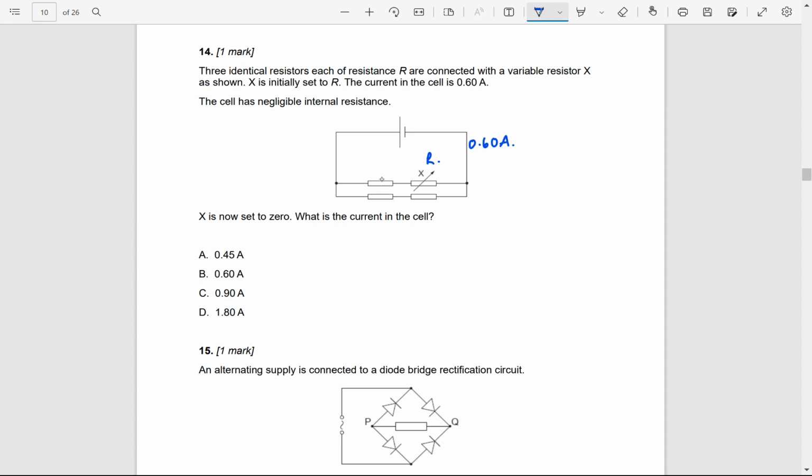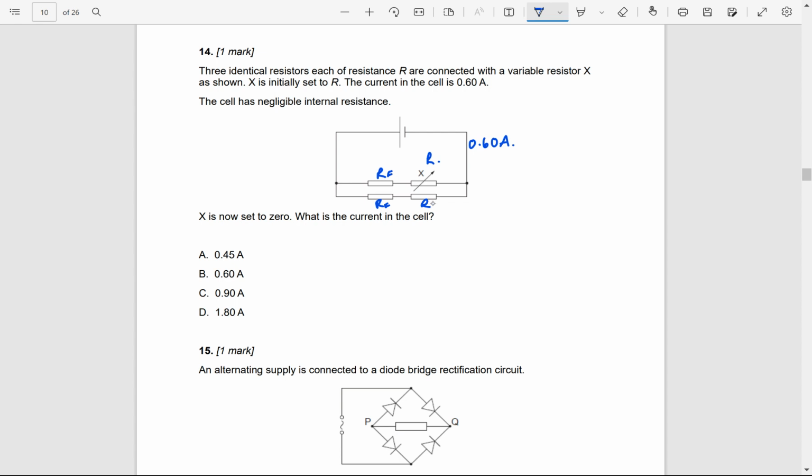Okay. So these 3 resistors, I'm going to call them fixed resistor, fixed resistor, fixed resistor, and then variable resistor X are R. These three are identical. This is not. When it's R, the current in the cell is 0.6, and it says what happens when X is set to 0. What happens to the current?